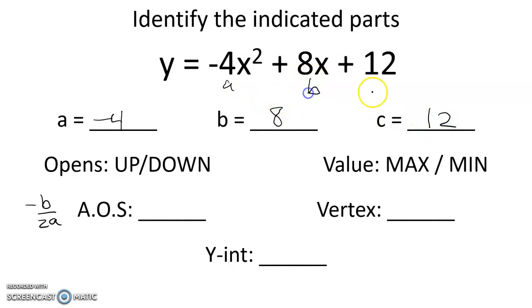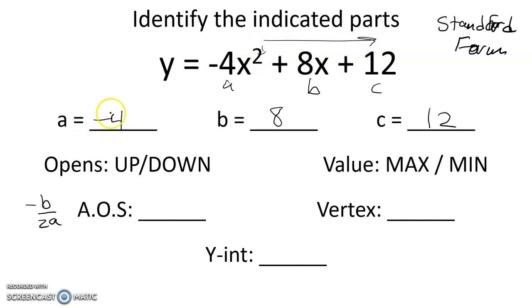This is also why you want to make sure your equation is in standard form. That says standard form. Make sure it's x squared, x, and 12. The exponents go in descending order.